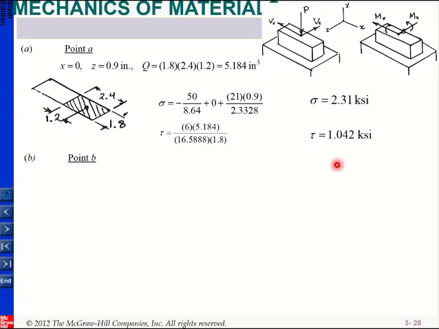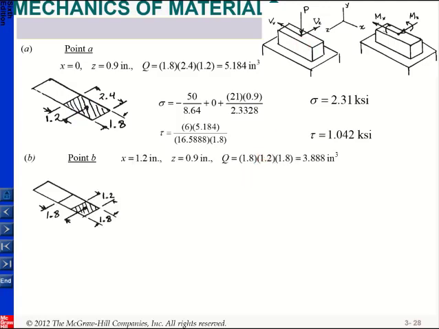Next we'll look at point B. Point B is here, somewhere at this point. If you want to find your Q, I need to use this area, which is a little bit smaller, half of this, and multiply it with the centroid of that area to my neutral axis. When you write your stress, I will have compressive stress due to the compressive force.